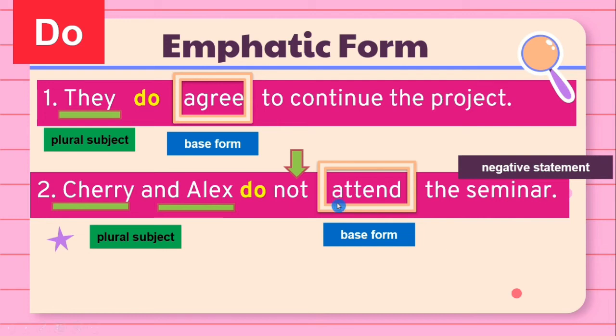So again, remember, if you are going to make use of do, it should be your plural subject followed by do, if it's a positive statement, and then followed by the base form of the verb. If it's a negative statement, you should have plural subject followed by do, then followed by not, and the base form of the verb.